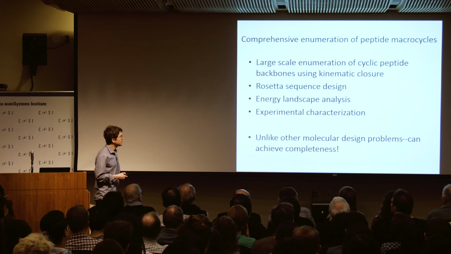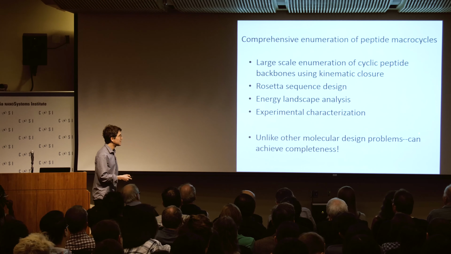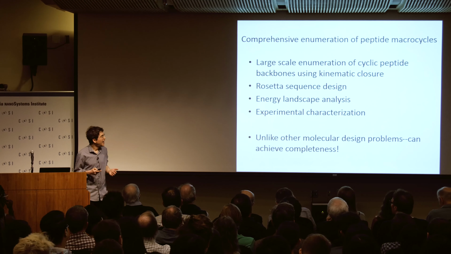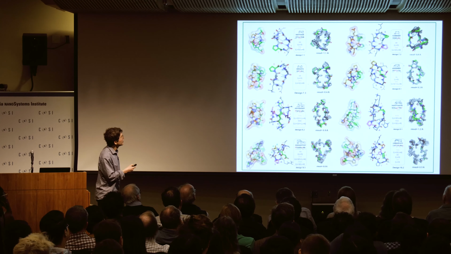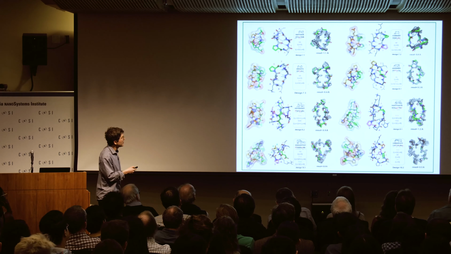And of course, we couldn't experimentally test 250. We were able to experimentally test a number. I just want to emphasize that a really attractive feature about this problem is you can really achieve completeness. And I'll show you now that we were able to solve structures of 9 of these peptides, and they are shown here. We have a superposition of the NMR ensemble on the design model in green. And you can see we can design these structures very accurately.